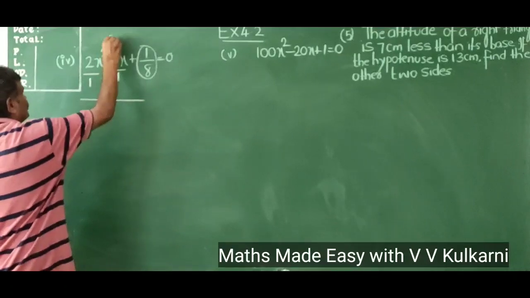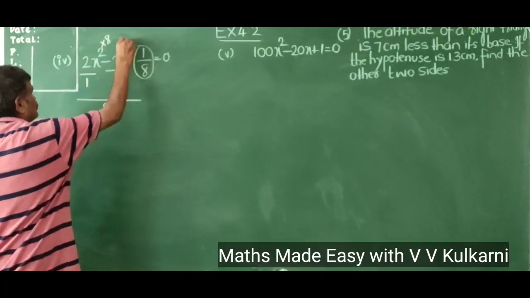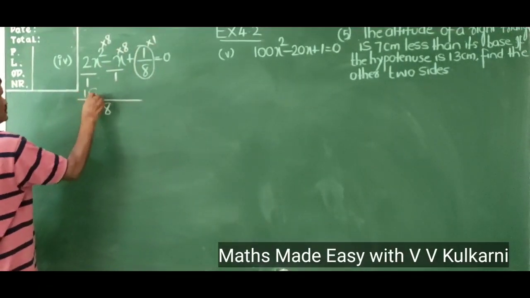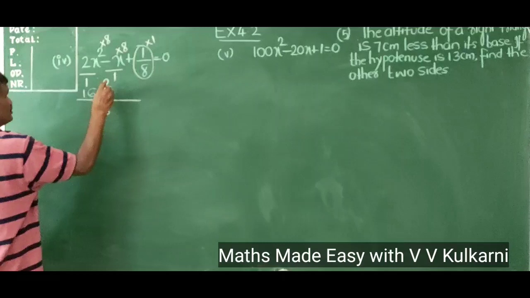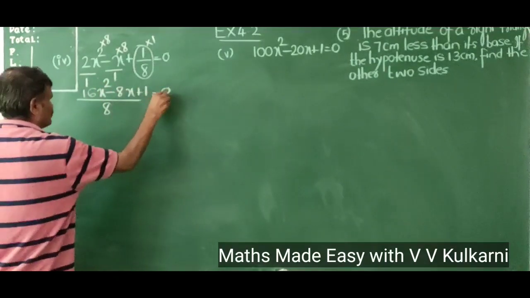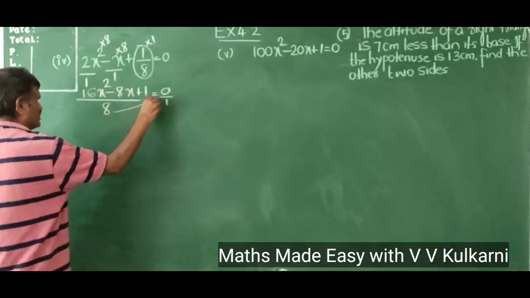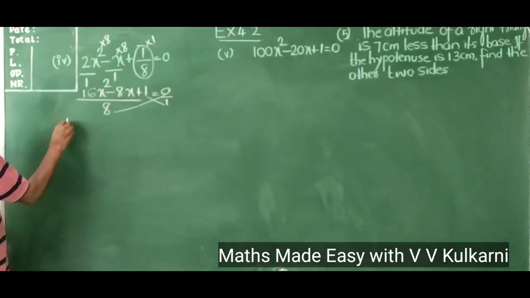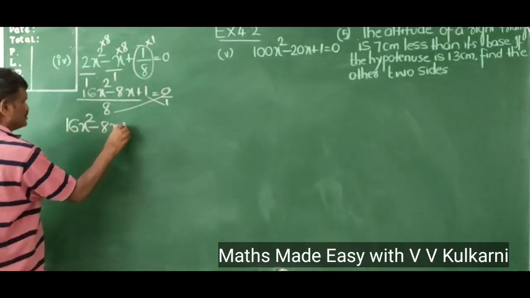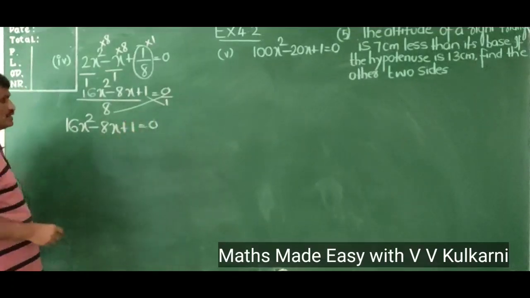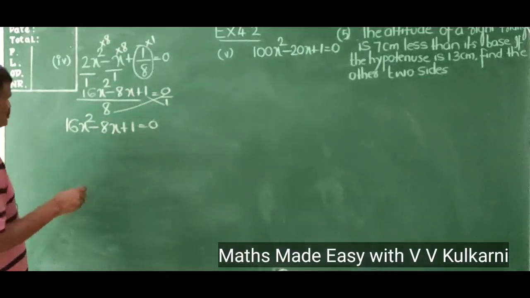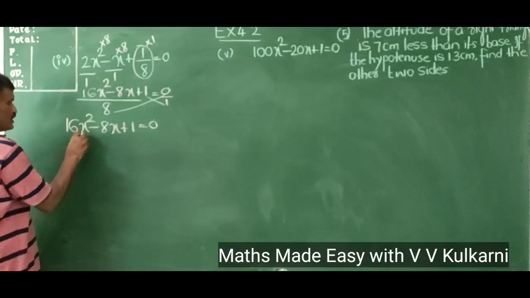So this becomes 1 into 8 and this becomes 1 into 8 and this becomes 8 into 1. So what I get here is 16x square minus 8x plus 1 is equal to 0. If I cross multiply, then it becomes 16x square minus 8x plus 1 equal to 0. Children, now it is in the quadratic form, ax square plus bx plus c equal to 0. How to solve it? I have told you already.